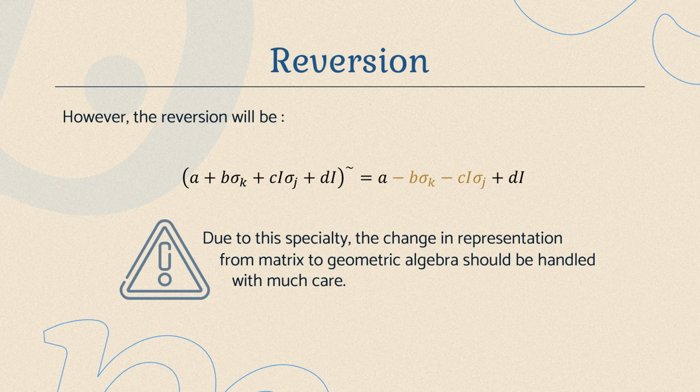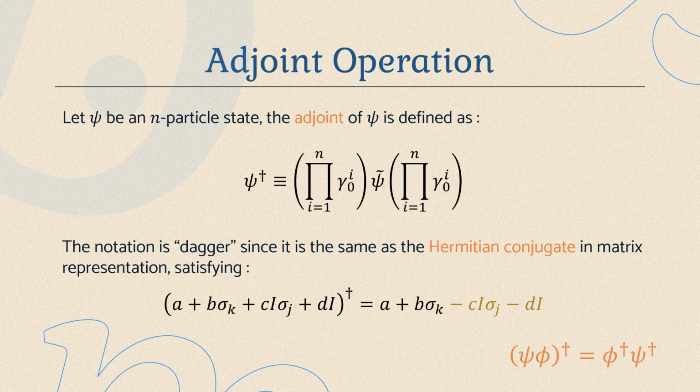Next up, the reversion operator reverses the order of multiplication of a multivector. The reversion of the basis negates only the grade 2 and grade 3 elements, leaving the grade 0 and grade 1 elements unchanged. In comparison to the reversion operator, the adjoint operator, when acted on a multivector, negates only the grade 2 and grade 3 elements.